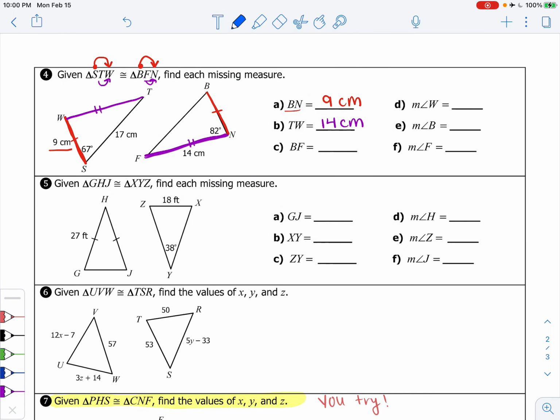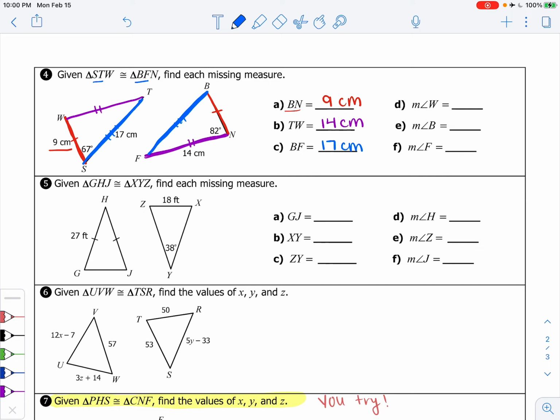All right, one more. The last one we're going to do, I'm looking for BF. Well, BF, there's really only one other option, right? It has to be corresponding with ST. You can always check that using our congruent statement here. Is it BF and ST? Yep. And again, lucky for us, we know that ST is 17 centimeters. So because they're congruent, BF needs to also be 17 centimeters.